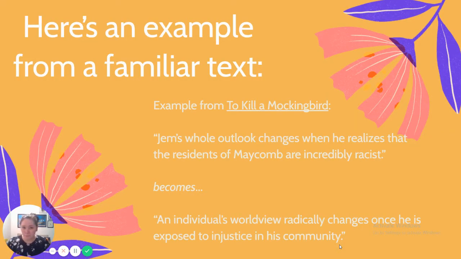So here's an example. So Jim's whole outlook changes when he realizes that the residents of Maycomb are incredibly racist. This is really, really specific to To Kill a Mockingbird, right? We can take that, right? That is pinpointed on To Kill a Mockingbird, but we want to go universal. So if we take the magnifying glass and we move it out and away, and we look at the whole world, an individual's worldview radically changes once he is exposed to injustice in his community. So this one can apply to maybe many different works. Whereas if we're talking about gems specifically, I don't know a lot of books that have gems in them, but I don't know, maybe.